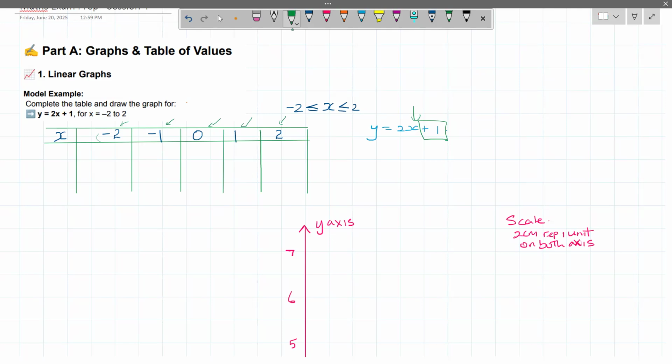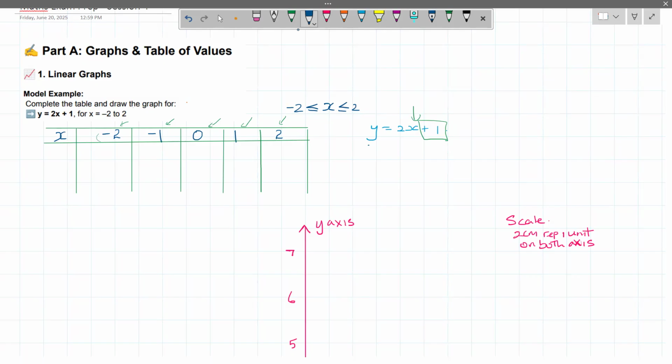What the table of values allows us to do is to work out in a tabular format the corresponding value for y when x assumes these values here, negative 2, negative 1, 0, 1, and 2. So we want to know what is the corresponding value for y, right? We're going to end up with pairs of coordinates. When x is minus 2, what about when x is minus 1? What about when x is 0? What about when x is 1? And what about when x is 2?